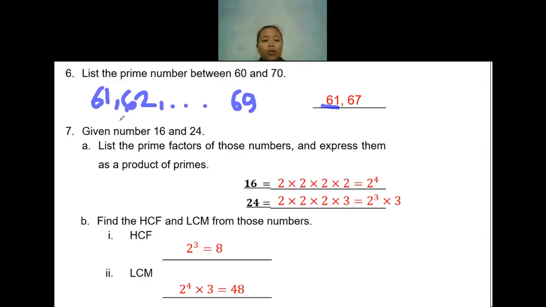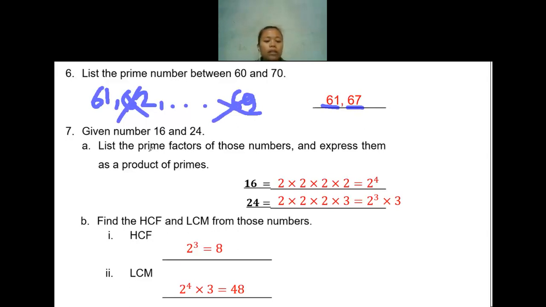62 is divisible by 2, so no, I cannot write 62. 63 can be divided by 3, so no. 64 can be divided by 2, so not a prime number. 65 is divisible by 5, so not a prime number. 66 is divisible by 2, not a prime number. 67 cannot be divided by any number, so 67 will stay. 68 can be divided by 2, so not a prime number. 69 can be divided by 3, so not a prime number. So I got the prime numbers, only 61 and 67.